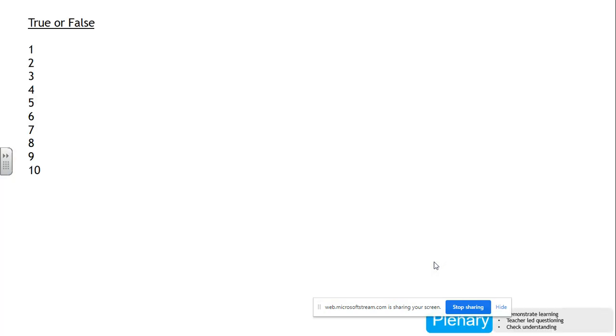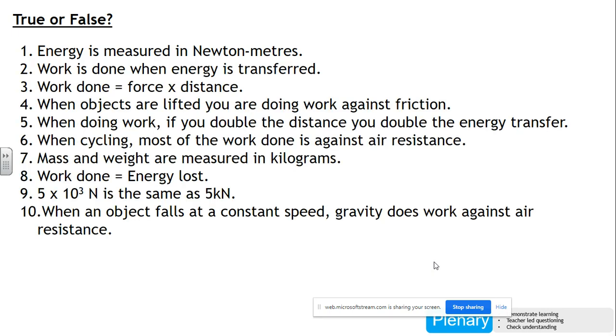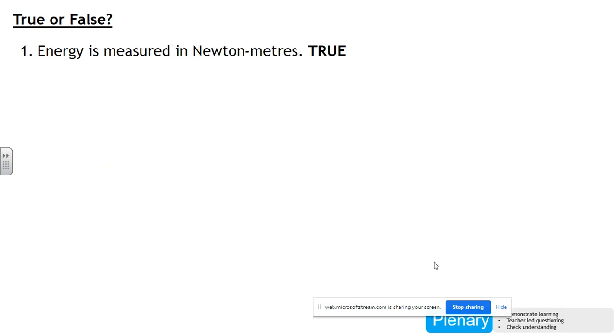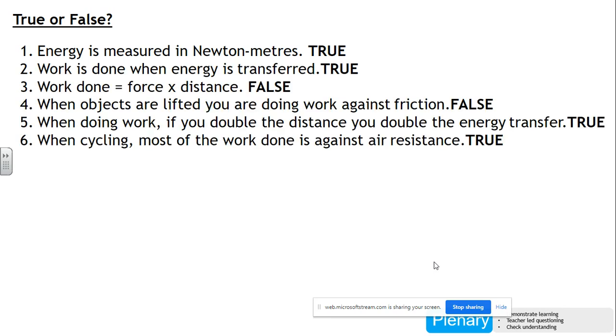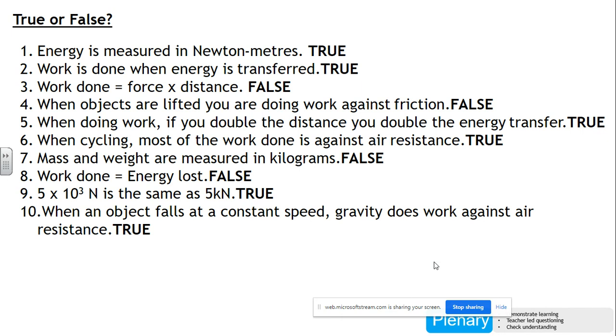Some true or false questions. I'm just going to throw these up, see if you can get these. I think you might have seen some of these before. Pause it. Are these things true or false? And here we go. But you should get 10 out of 10 for them, because I know you've seen most of those before.